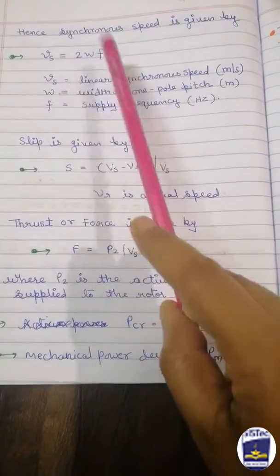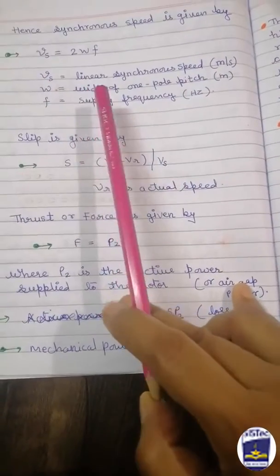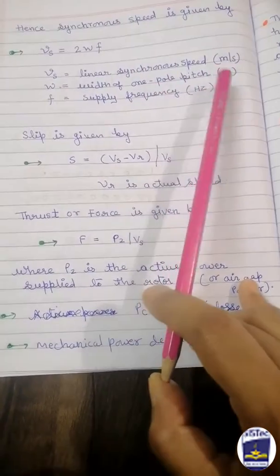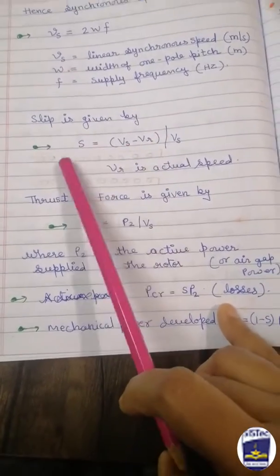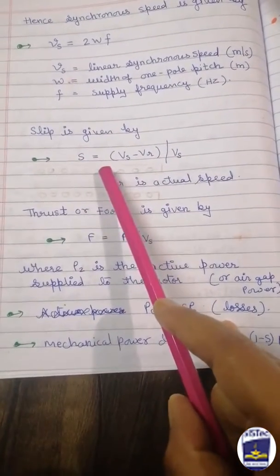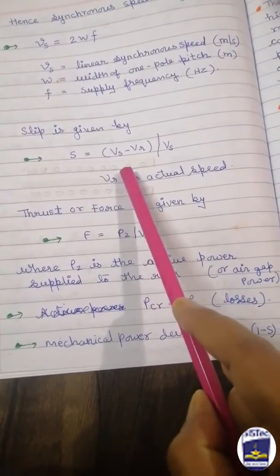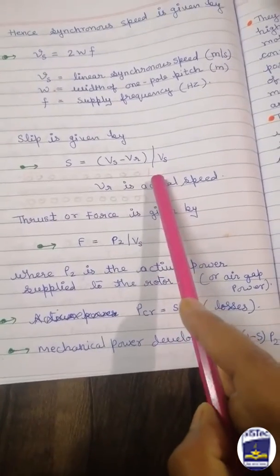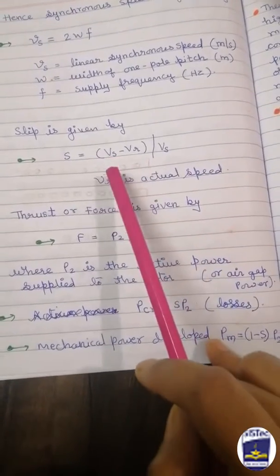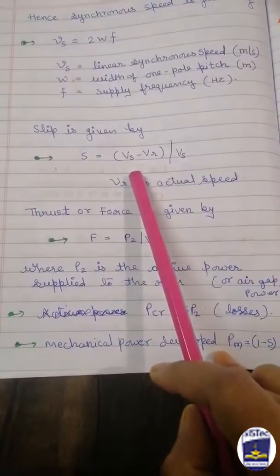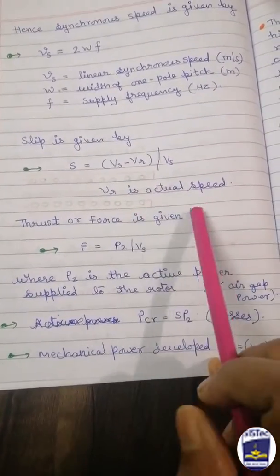So Vs is the synchronous speed for the linear induction motor, given in meters per second. W is the width of one pole pitch, given in meters, and F is the supply frequency. Here, as in the three-phase induction motor, we give the slip. The equation for the slip is (Vs - Vr)/Vs. As in the rotary induction motor we know (Ns - Nr)/Ns, and here we are considering velocities, so (Vs - Vr)/Vs, where Vr is the actual speed.